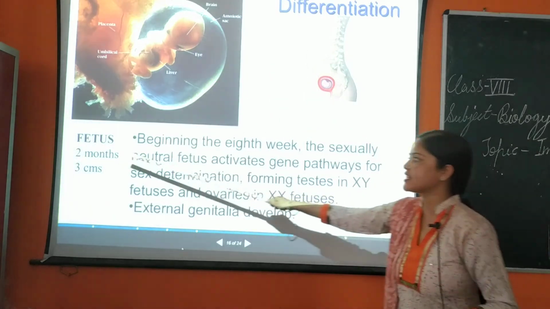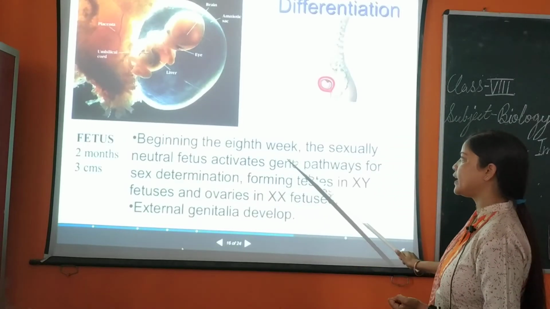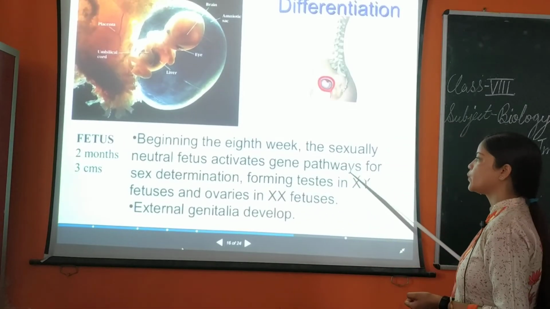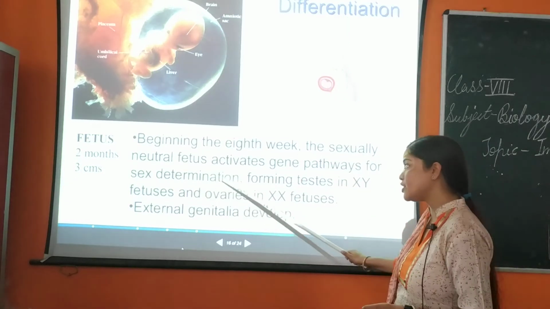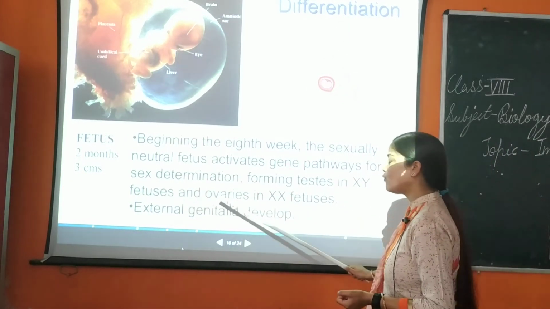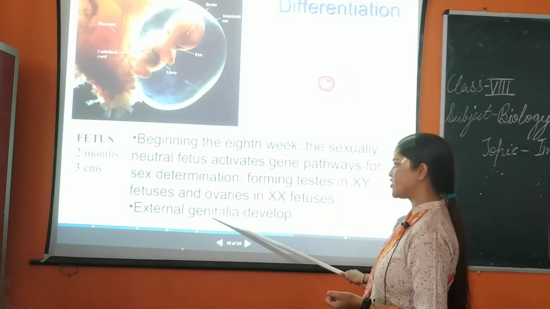Now, a fetus of 2 months, that is 3 centimeters. Beginning the 8th week, the sexually neutral fetus activates gene pathways for sex determination, forming testes in XY fetuses and ovaries in XX fetuses. External genitalia develop.